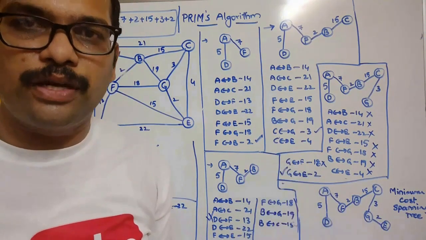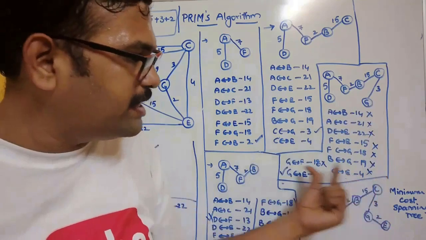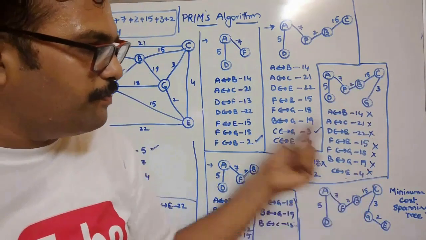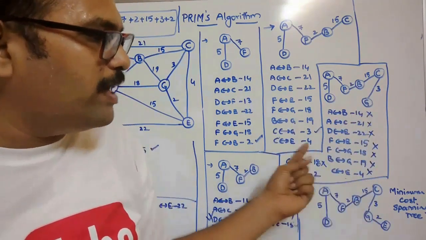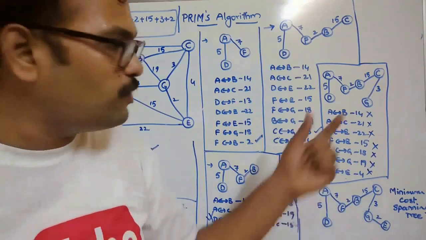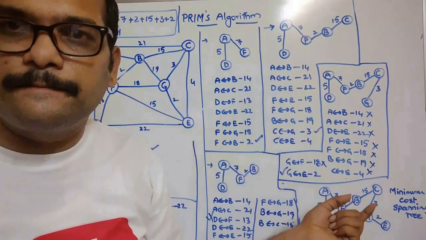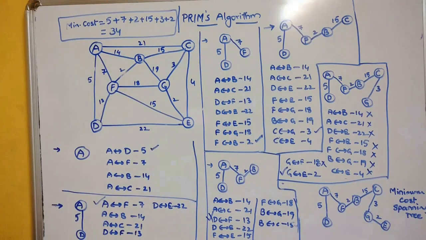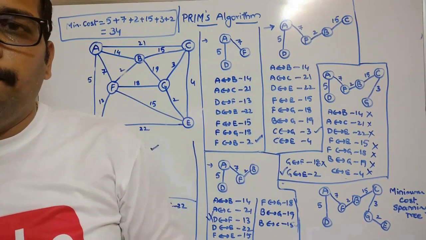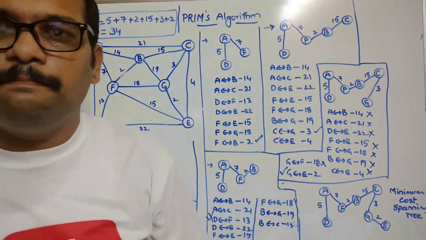So we have stopped the procedure and we have checked all the edges. If you consider any one of the remaining edges, it forms a cycle here. So that's why we have to remove, we need to discard all the edges, right? So this is how we can find the minimum cost spanning tree by using Prim's algorithm.